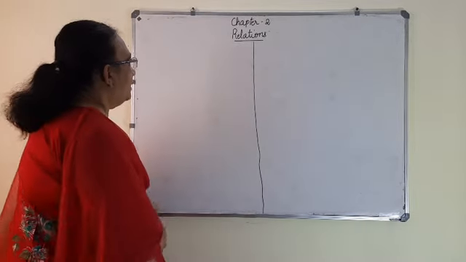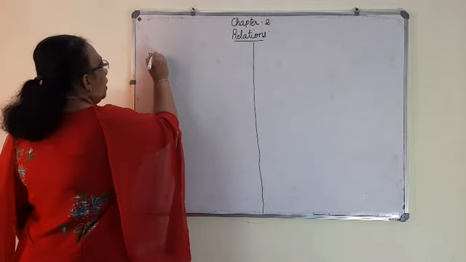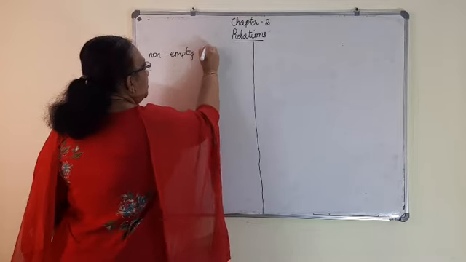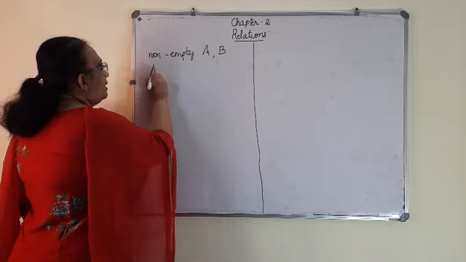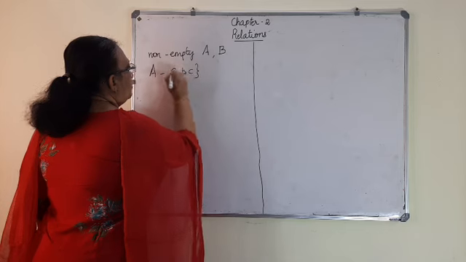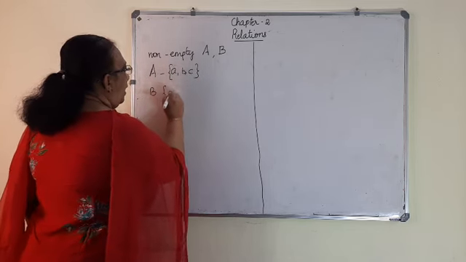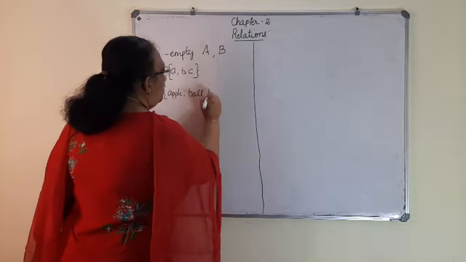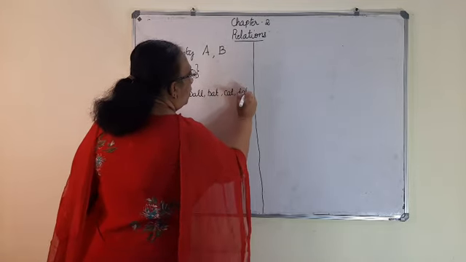Now let us recollect once again. Let there be two non-empty sets A and B. A contains the elements a, b, c. B contains the elements apple, ball, bat, cat, doll.